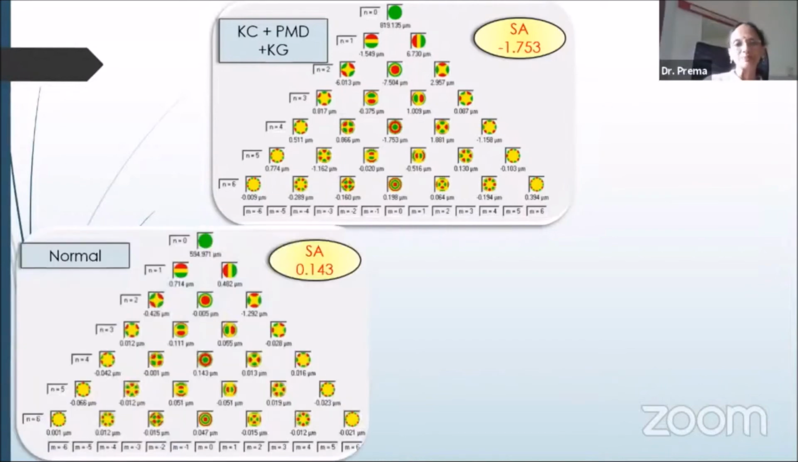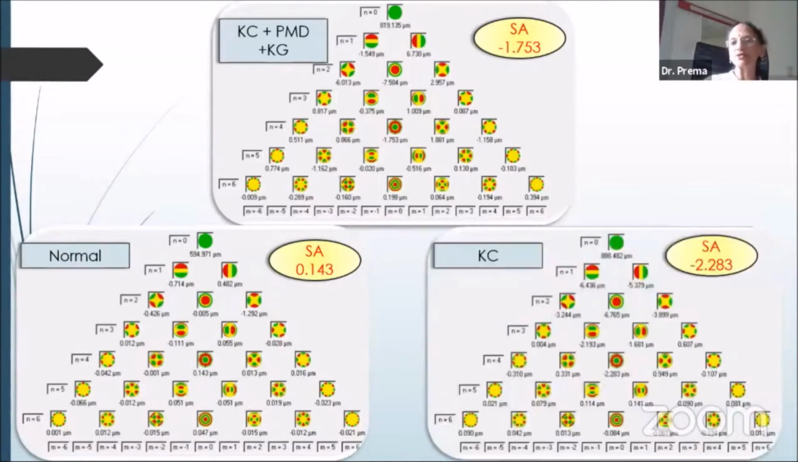Just to put it in perspective, this is how a normal cornea would look, with a very low spherical aberration. This is how a pure keratoconic cornea looks, with about the same refractive error in all 3 patients. But here the spherical aberration is a very high value. So the combination of keratoconus and PMD seems to bring the spherical aberration down, but of course the other higher order aberrations are extremely high when there are multiple ectasias.